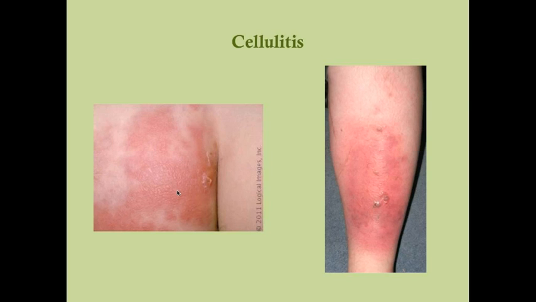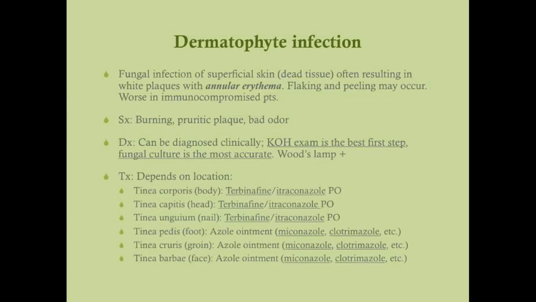Okay, what's this guy have? So this is something totally different. This guy's got ringworm. So ringworm, otherwise known as a dermatophyte infection, is a fungal infection of superficial skin, which of course is dead tissue, and this results in white plaques with annular erythema. So white plaques would be the fungus itself if it's there. Sometimes you don't see it.